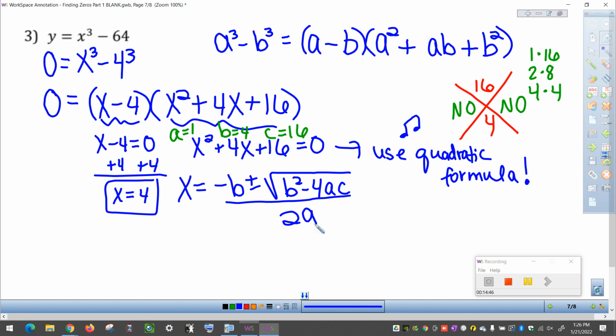All right, so I'm going to give you a moment on your own. I want you to fill in the values for A, B, and C, and I want you to simplify your answer down as far as you can go.